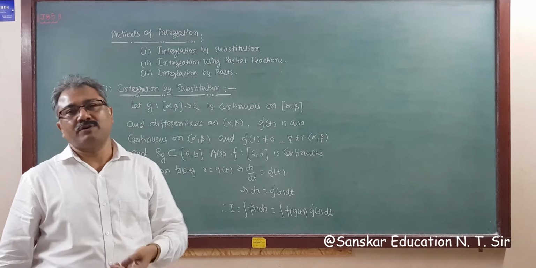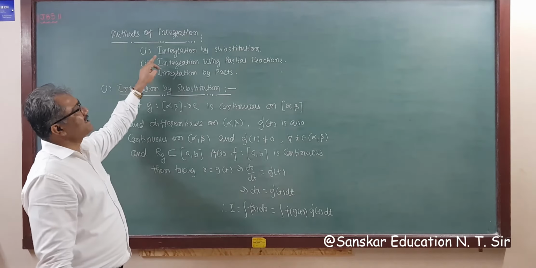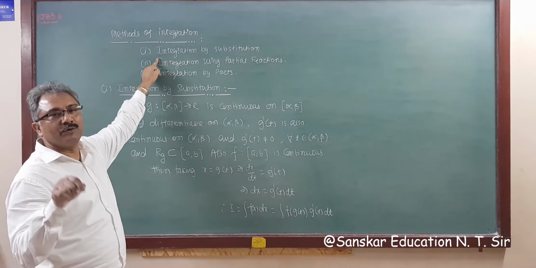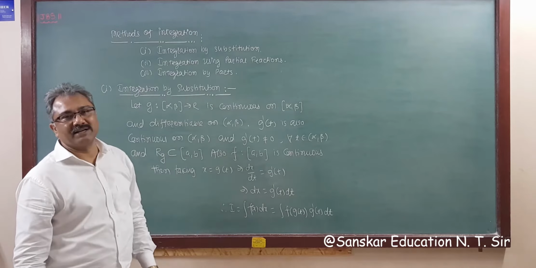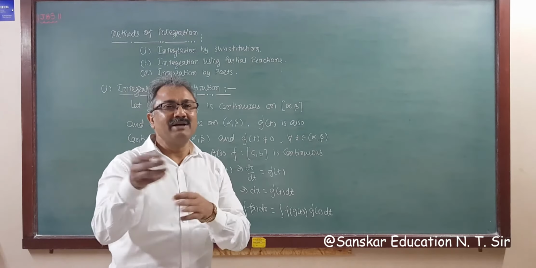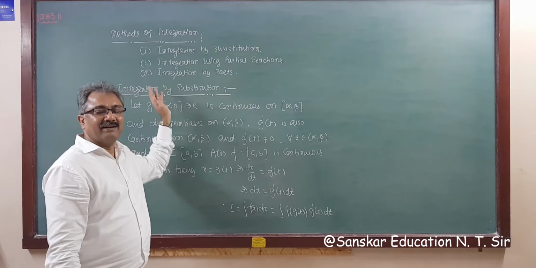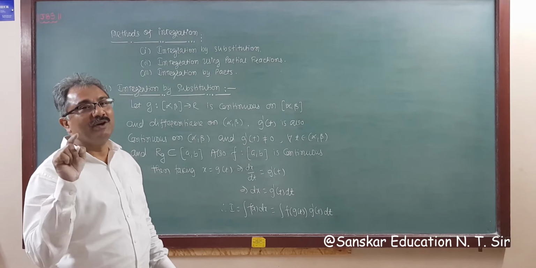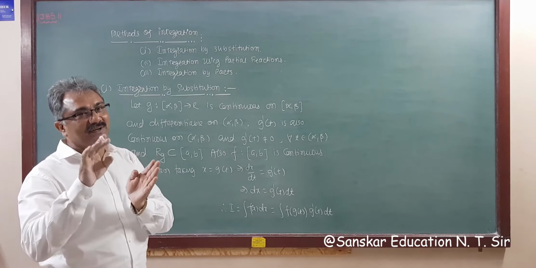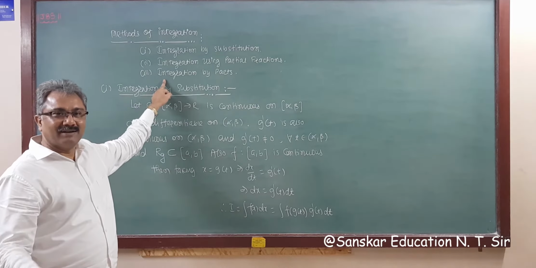We have 3 types of methods for integration, right? First is integration by substitution, that we are going to learn just now. Then integration using partial fractions, right? That we will learn later on. And the last one is integration by parts. And in this method, we are going to integrate u into v form. So multiplication is integrated in this method, integration by parts, right?